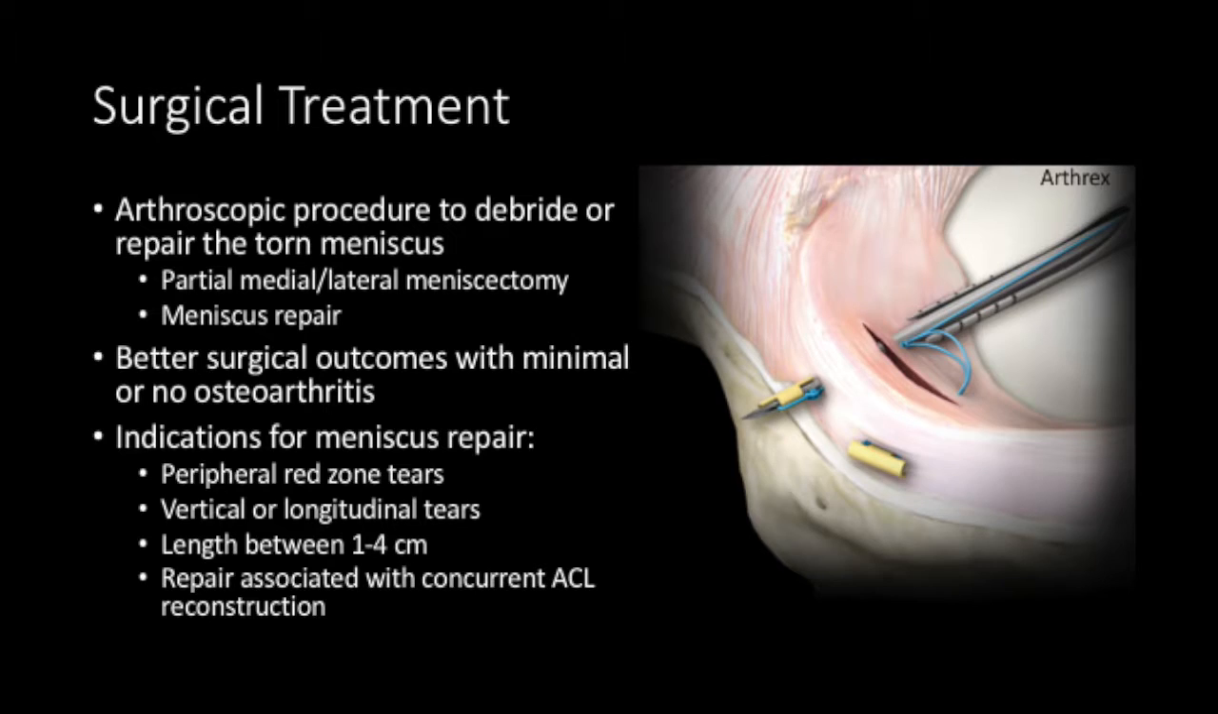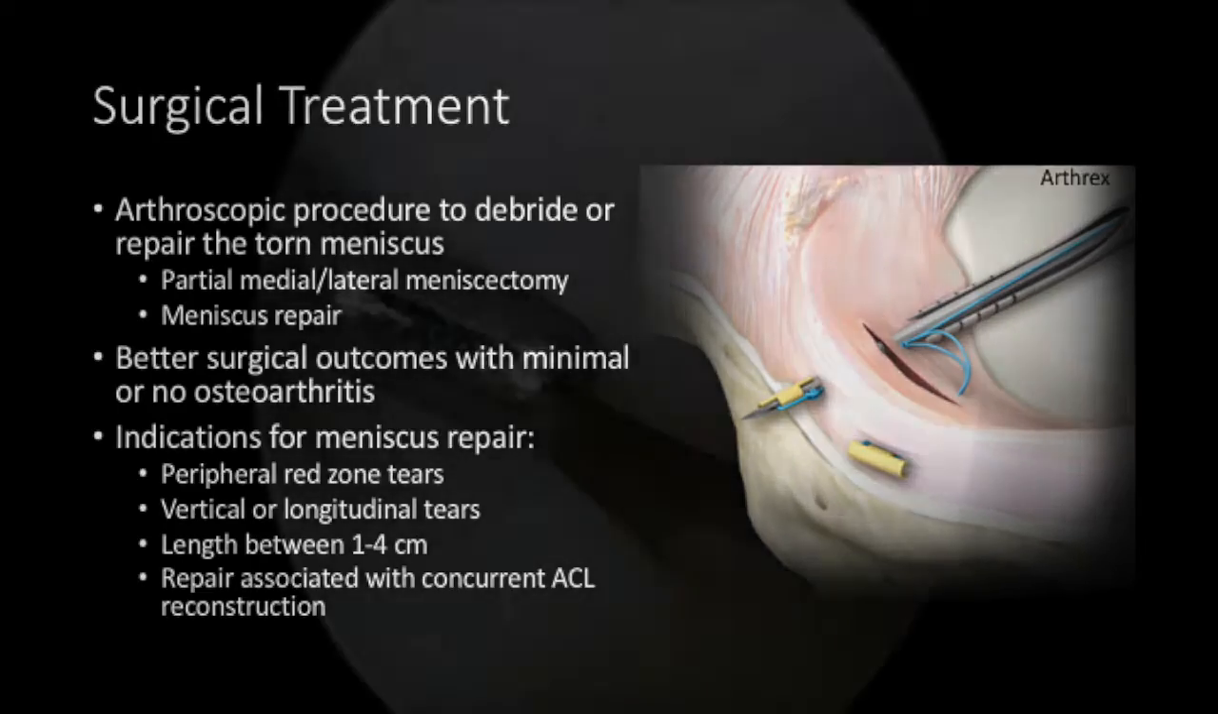A torn meniscus is treated with a partial medial or lateral meniscectomy, and the meniscus repair is shown on the right here. There are better surgical outcomes with minimal or no osteoarthritis in the patient, and the indications for meniscus repair are red zone tears, vertical longitudinal tears between 1 to 4 centimeters, and repair associated with concurrent ACL reconstruction.